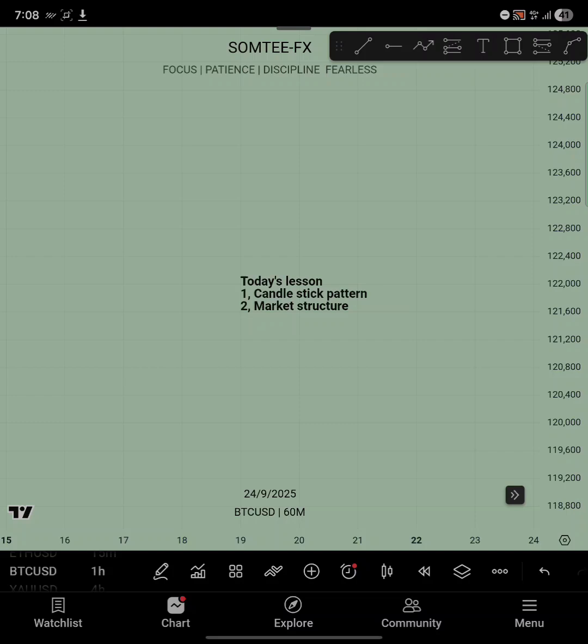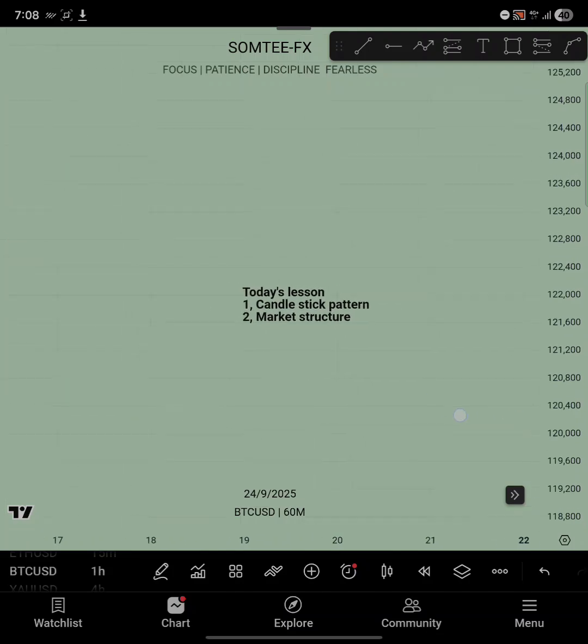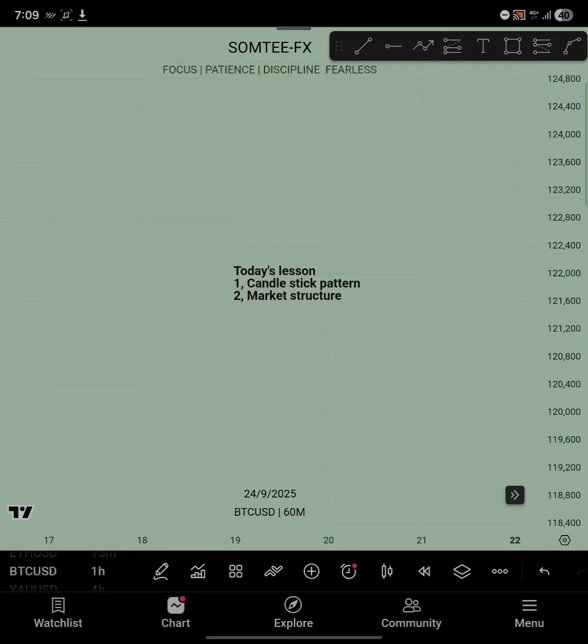So today's class will be touching on candlestick patterns and market structure. In the candlestick pattern, we'll be talking about all the main candlesticks you get to see, and also the candlesticks you will get to see for a clearer confirmation towards the market. So let's dive in.